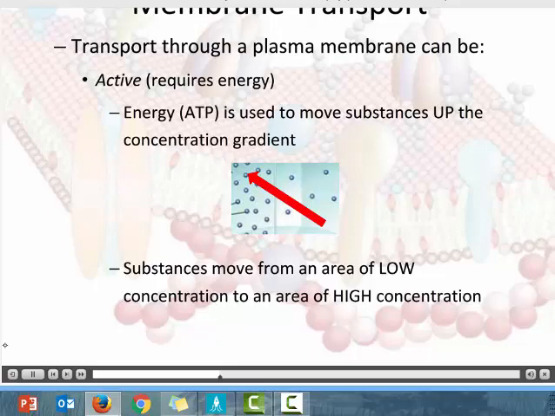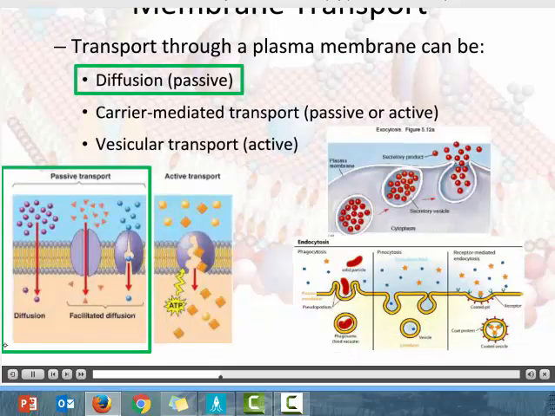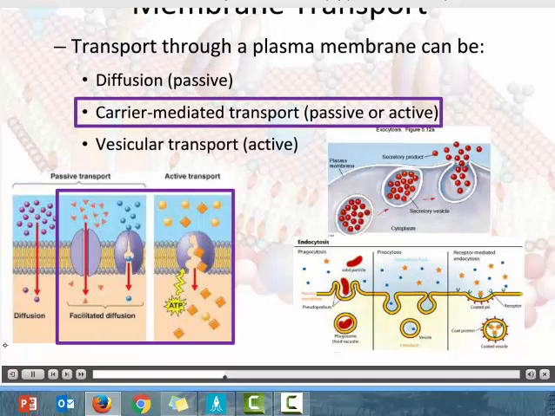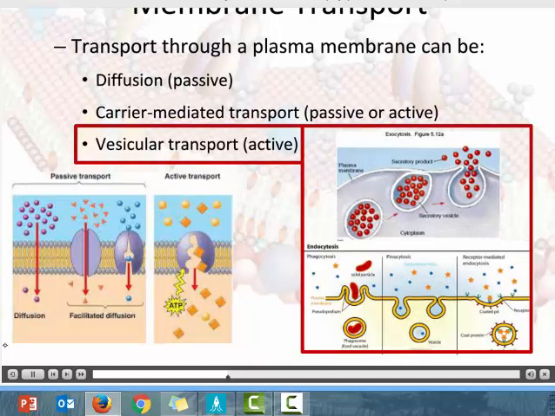So we can classify transport as either being passive or active. Other than that, our transport can be divided into three categories. Diffusion is a passive transport. Then there is carrier-mediated transport. Carrier-mediated transport can either be passive or active. We will explain this in a little bit. And then third, we have vesicular transport. Vesicular transport is going to be active.